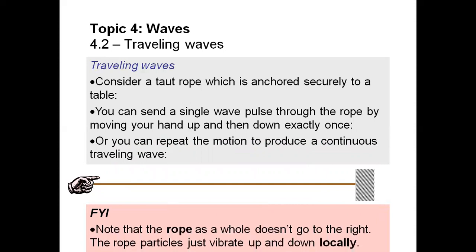Note that the rope as a whole doesn't go to the right. The rope particles just vibrate up and down locally. Actually, nothing is moving to the right. As I said, just the particles on the rope are moving up and down. They do oscillations. They just keep moving between two fixed points.